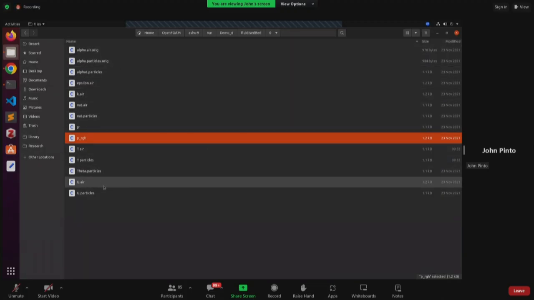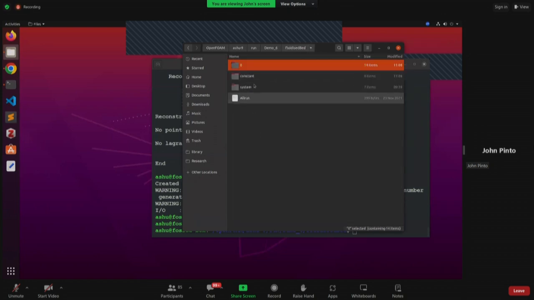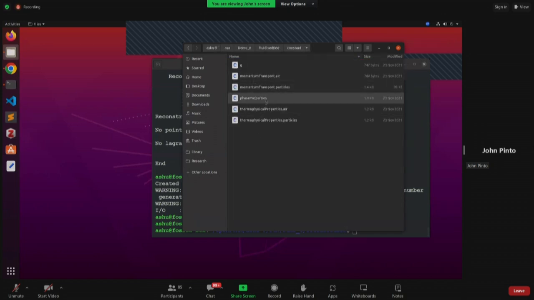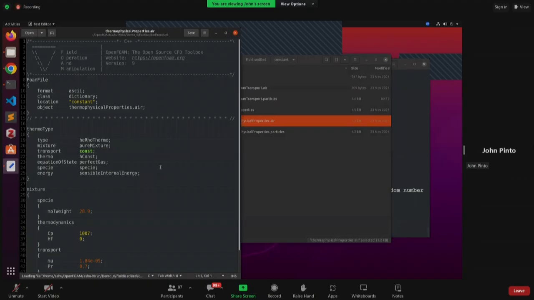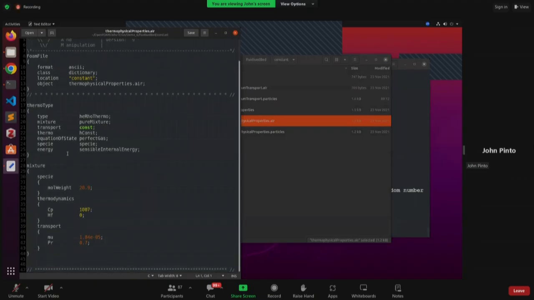Now, there is also one file. You will understand that when I go here. So let me go to the constant and go to the phase properties. Phase properties is what is needed, right? Before phase properties, let us go to thermophysical properties. In the thermophysical properties, we are mentioning properties like Cp, Cv, mu, all those things. So here for the equation of state, we are considering it to be a perfect gas. This is for air.